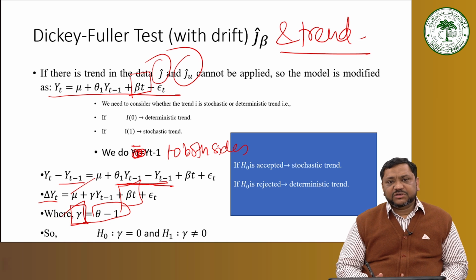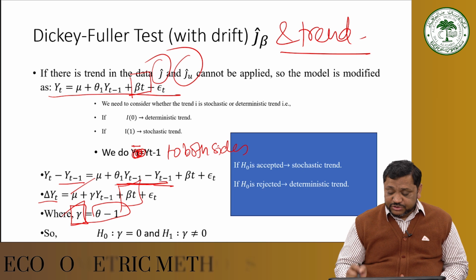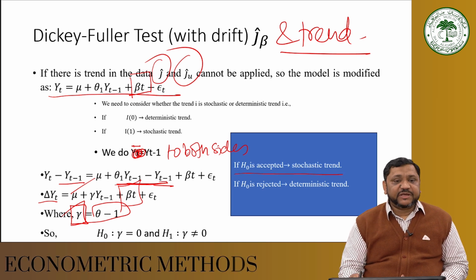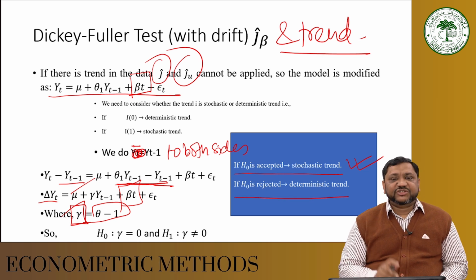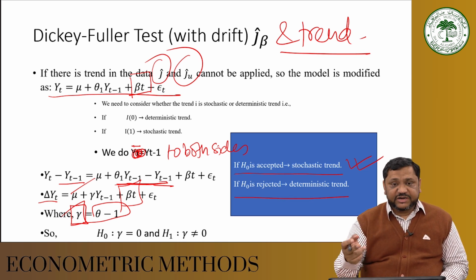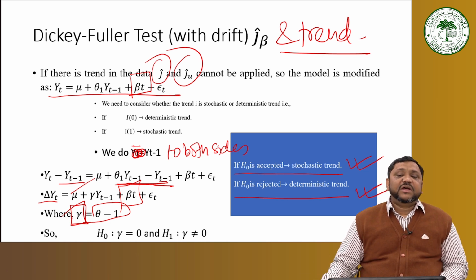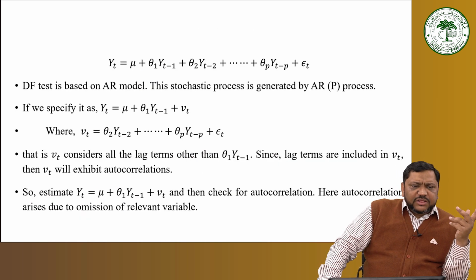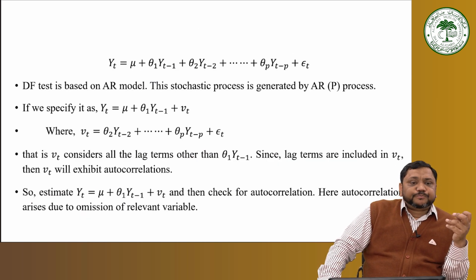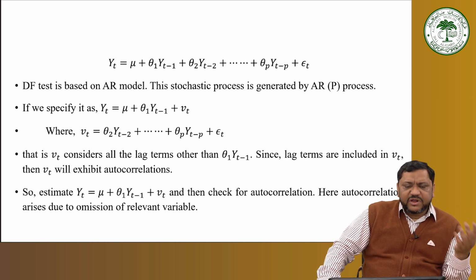Here the null hypothesis, gamma is equal to 0, alternate hypothesis, gamma is not equal to 0. So if your H naught is accepted, it has a stochastic trend, and if your H naught is rejected, meaning the alternate hypothesis is accepted, it means there is a deterministic trend. So we have seen all three cases: the simple one, then with drift, and the last one with drift and with trend.